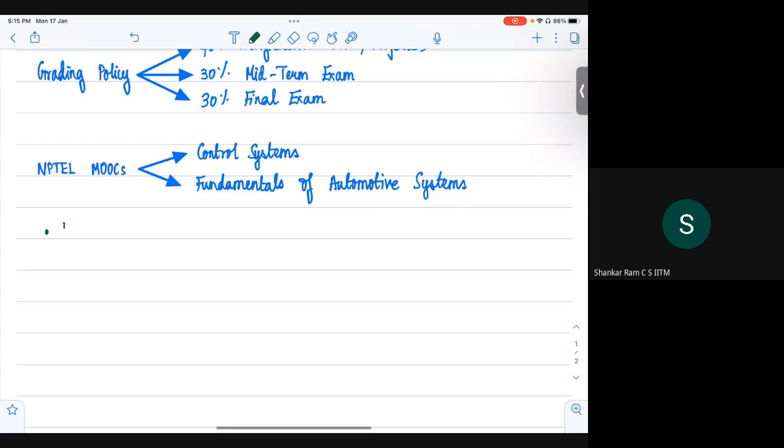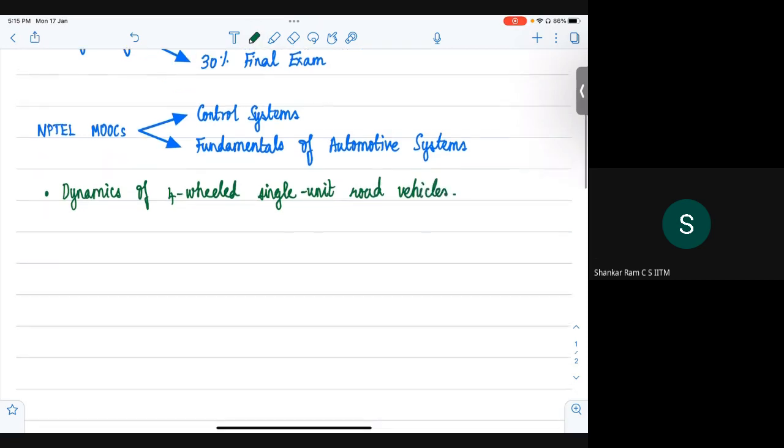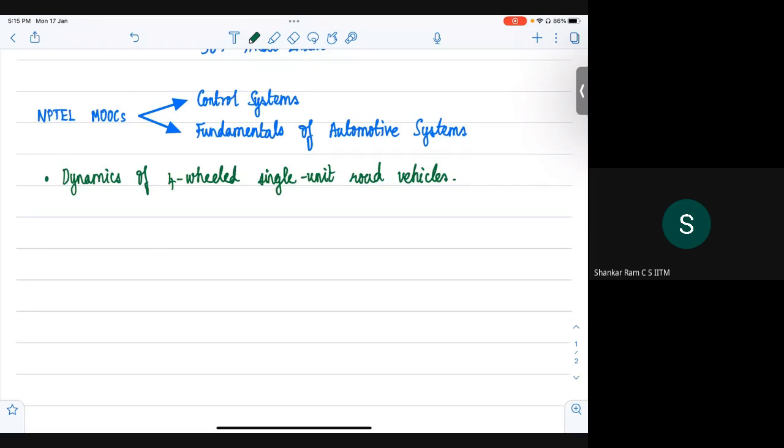Okay. So we are essentially going to look at the dynamic response of four-wheel single unit road vehicles. That is going to be the focus of our course. This will include cars, SUVs, usual trucks or lorries, and buses, two-axle buses, and so on. So this is going to be the scope of this particular course.